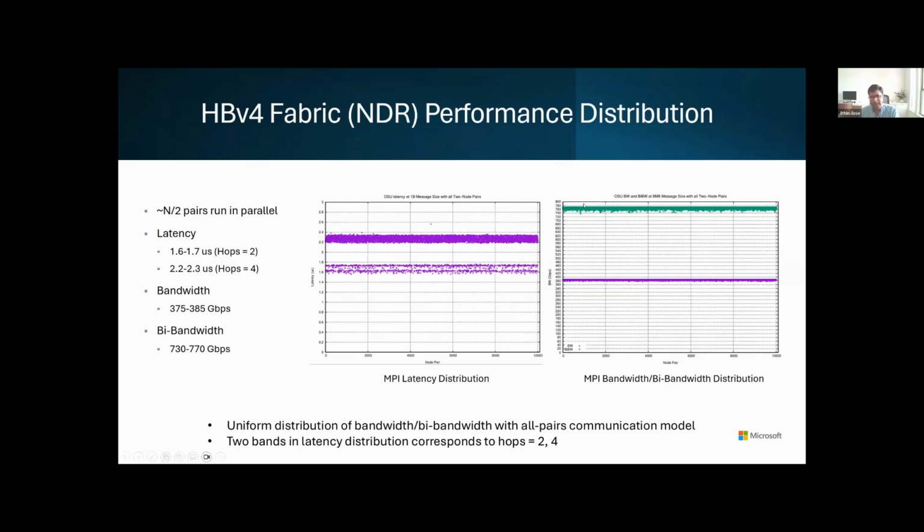But I also want to make another point here, right? So even though you see this distribution here, 1.8 versus say 2.2 or 2.4 microsecond differences, if you look at the bandwidth, you don't see that, because you are saturating the network. So for most of the HPC workloads, which are bandwidth intensive, this won't be an issue for you. You don't see those 2 bars on the bandwidth distribution.